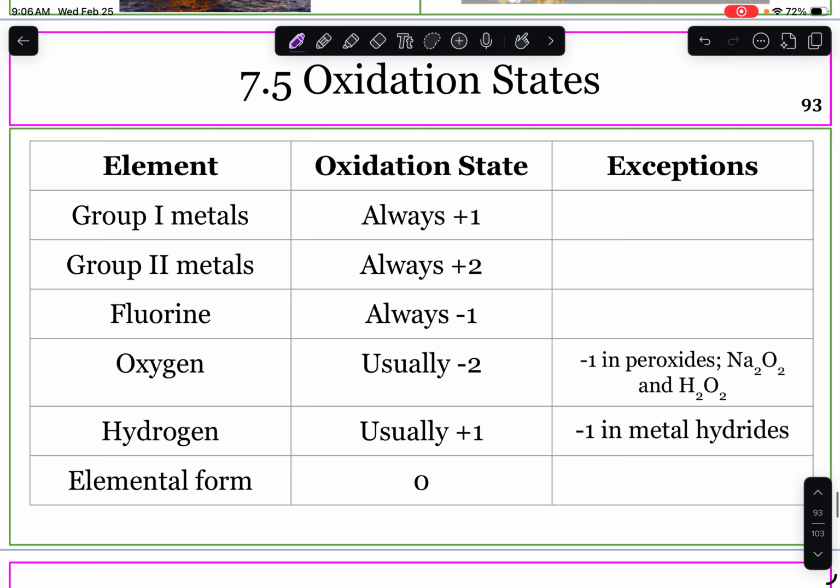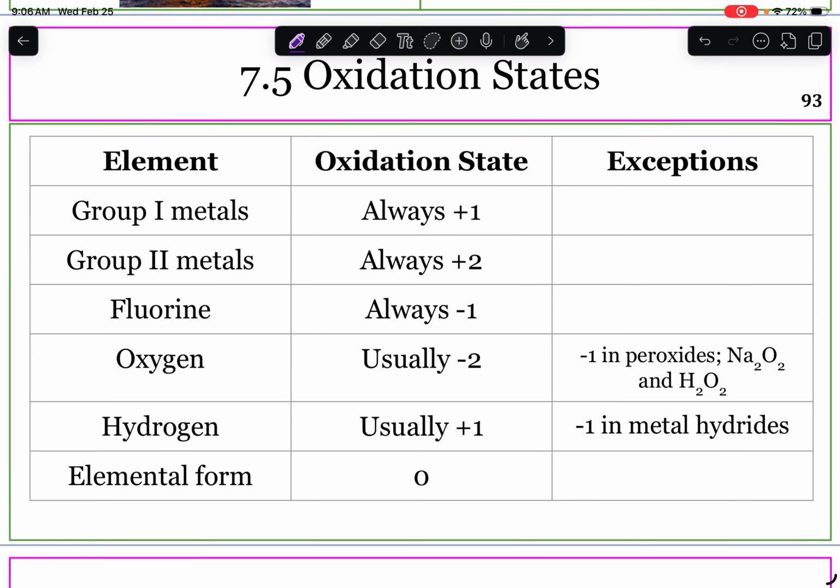So in order to determine whether an atom has gained or lost electrons, we need to look at something called oxidation states. These can sometimes be confusing because they seem very similar to charges. They're often the same number as a charge, but we can find oxidation states even for molecules that are covalent and don't have charges in them. So here are the rules for the oxidation states.